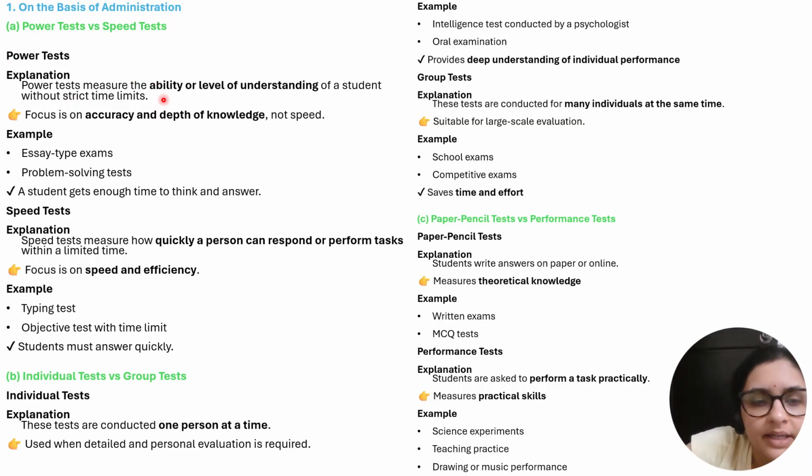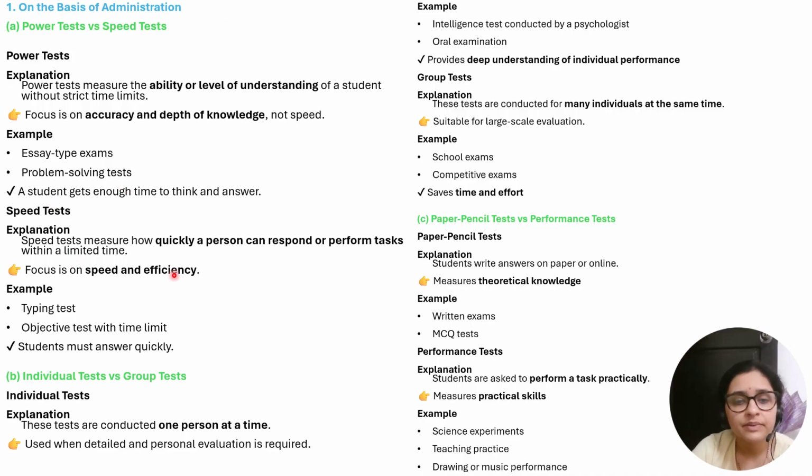So these power tests will measure the ability or level of understanding of a student without time limits. How much they can do, and time is not measured. Focus is on accuracy and the depth of the knowledge and not speed. So, power test versus speed test. In a power test, time is not the factor, only accuracy and depth of the knowledge is given importance. Example, essay type, problem solving, etc. Student gets enough time to think and answer in such questions.